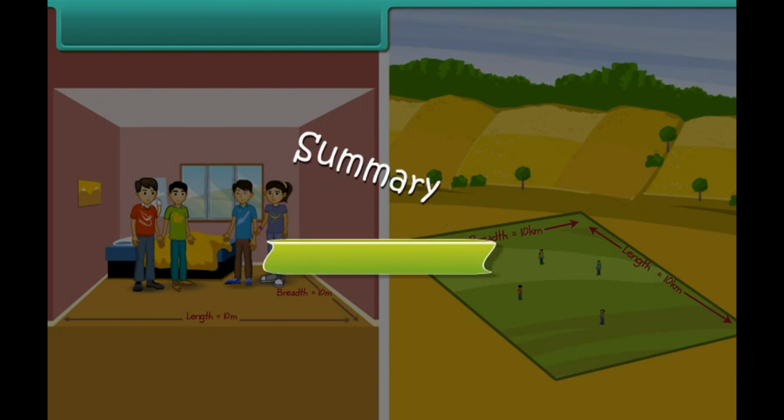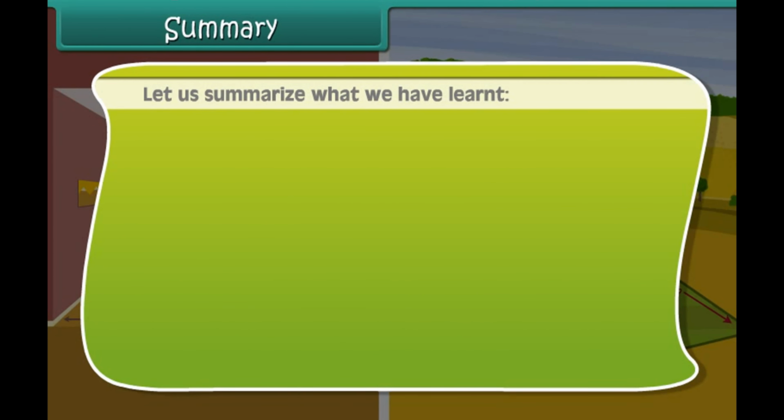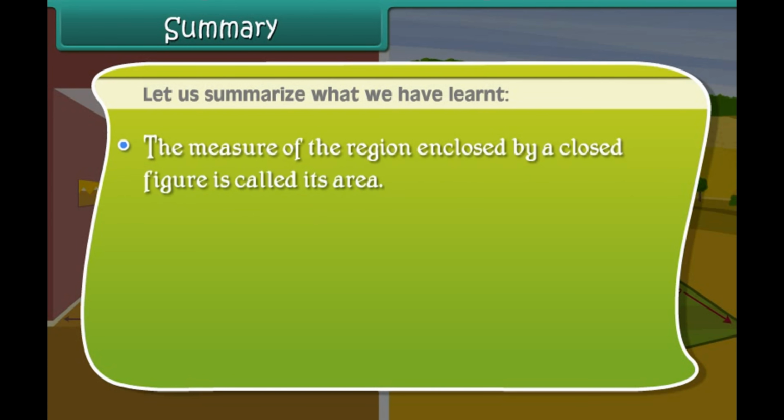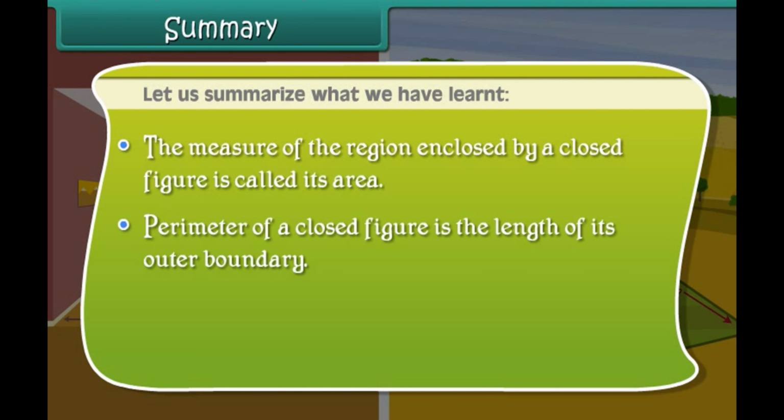Summary. Let us summarize what we have learnt. The measure of the region enclosed by a closed figure is called its area. Perimeter of a closed figure is the length of its outer boundary.